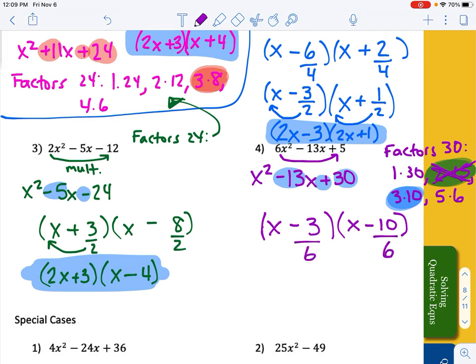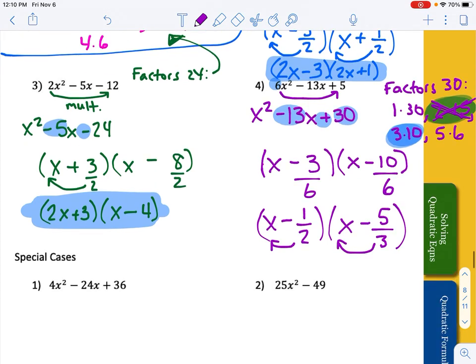Slide that 6 back under, because that's what originally was here. Go ahead and reduce the fractions if possible, which it is possible in this case. Oops, not 4, but 3. Because there are still denominators, slip those back in front, and we have our factored quadratic, and we're done.